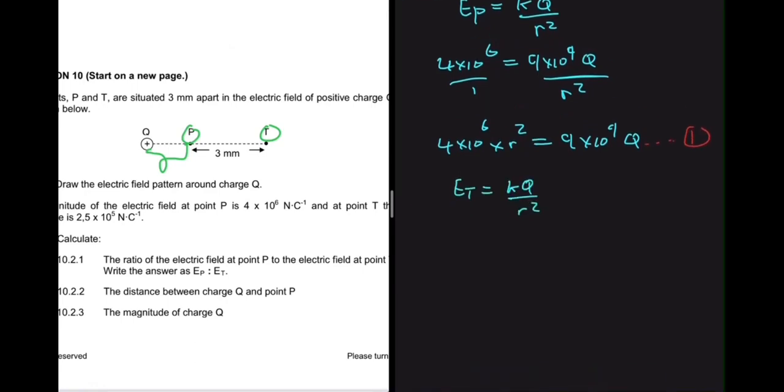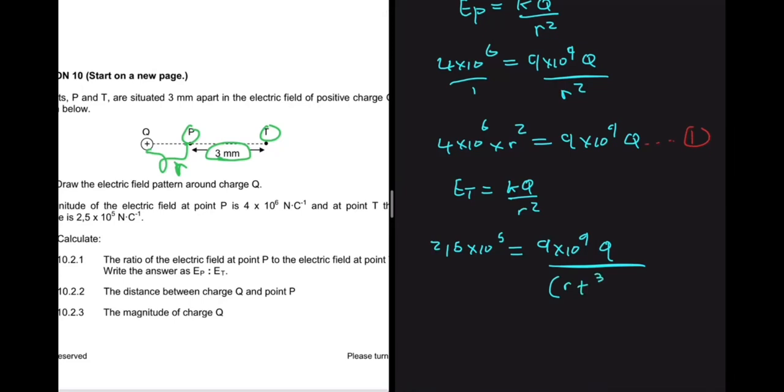And then what is ET? We know fully well what ET is again, right? That is 2.5 times 10 to the 5 being equals to 9 times 10 to the 9. And then what is Q? We still don't know what Q is. And then now what is R squared? Now R squared is the distance from Q to T, right? We already established that the distance from Q to P is R, right? So QT should be R plus this 3 millimeters here, right? It's only fair. So we're gonna have R plus 3 millimeters, right?